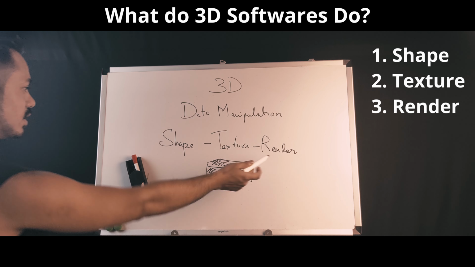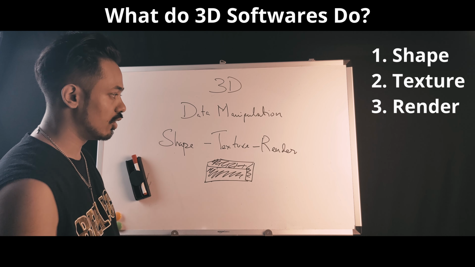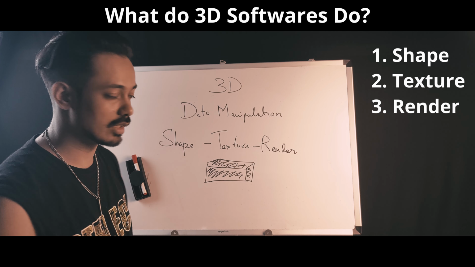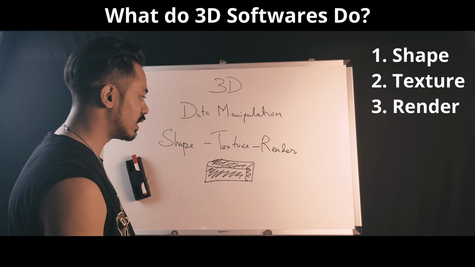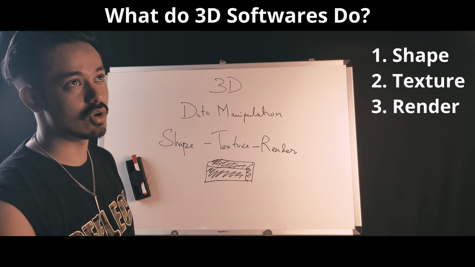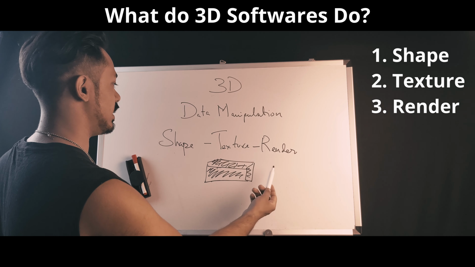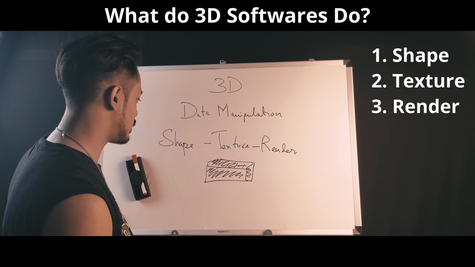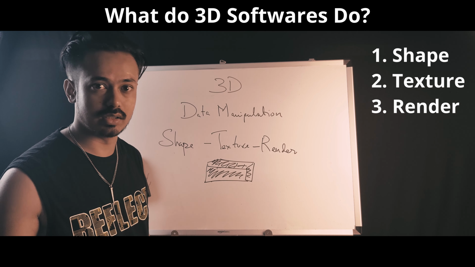So we go from shape, texture, rendering. Now you might be wondering, where do the camera angles and all these kinds of things come in? They come into play, but they're a discipline in itself. What I mean by that is, as long as you are in a 3D software, these are the three major things that you're going to do. Everything else is just borrowed from other disciplines.